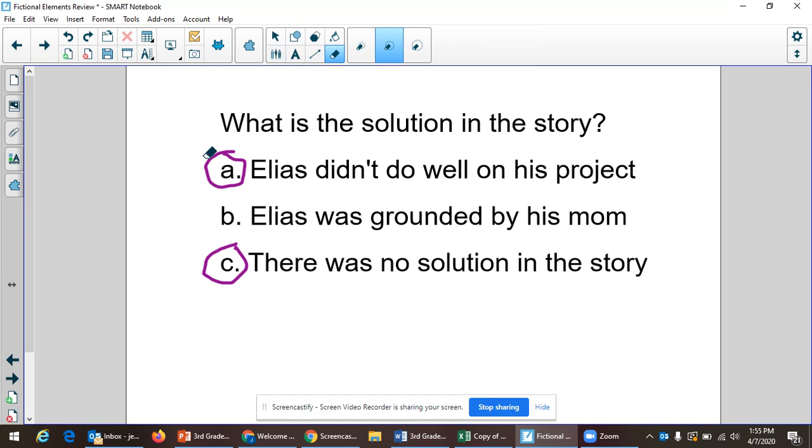because your solution, remember, solves your problem. And he really didn't solve his problem. He had a problem and he could have solved it by doing his work when he was supposed to, but he didn't do that. So if you first thought he didn't do well on his project, that was the outcome, that was the result, but that wasn't necessarily the solution.